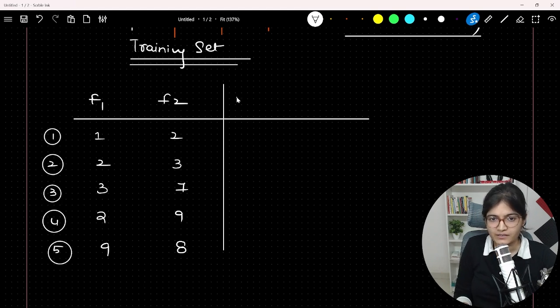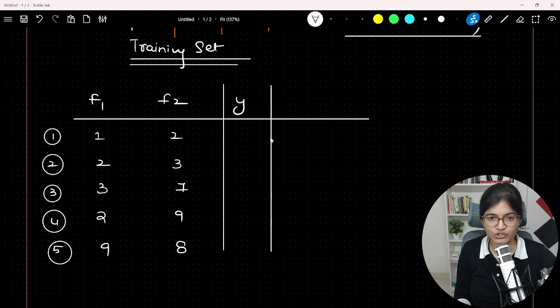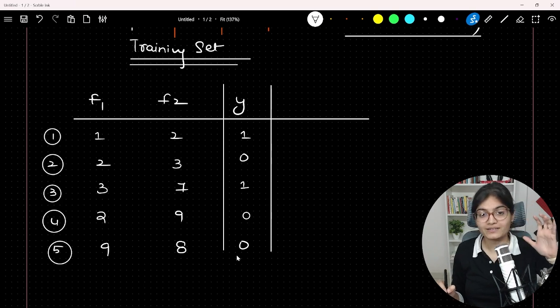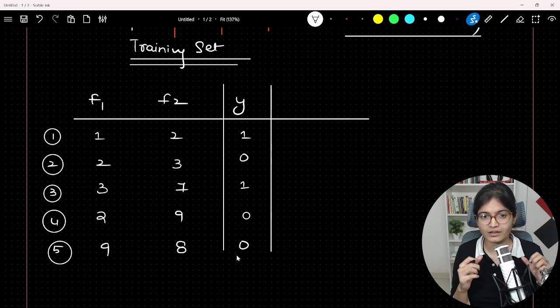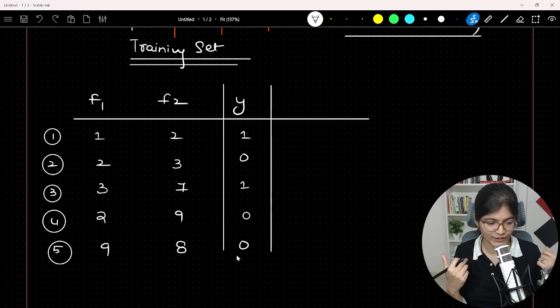Now, it's supervised learning, so the value of y is also given to us, which is the actual label for each record. Let's say the labels are 1, 0, 1, 0, and 0. Now, let's try to understand how the very first decision tree will work and what it will be able to convey to us.